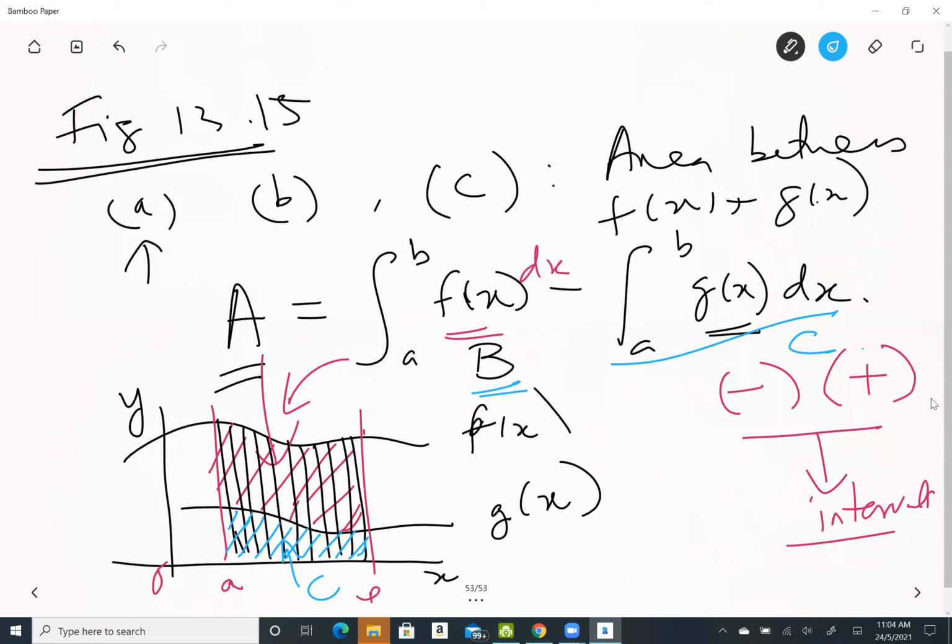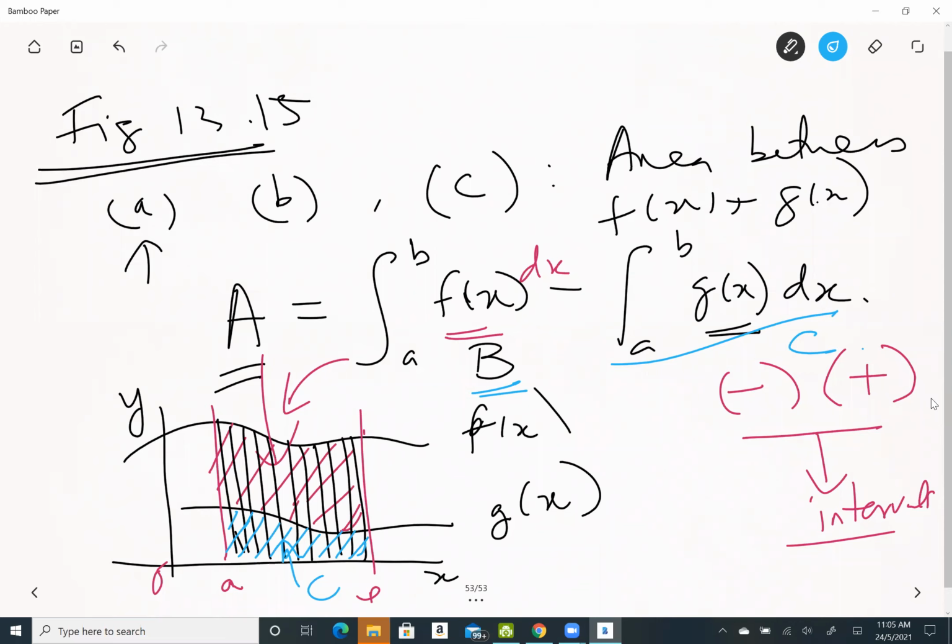So we have to exercise what you have learned earlier. Either you add them up or you subtract them. You have to look at the intervals, and then we find the area that you want. Any questions? This is a very simple one. Let's look at a few more situations.